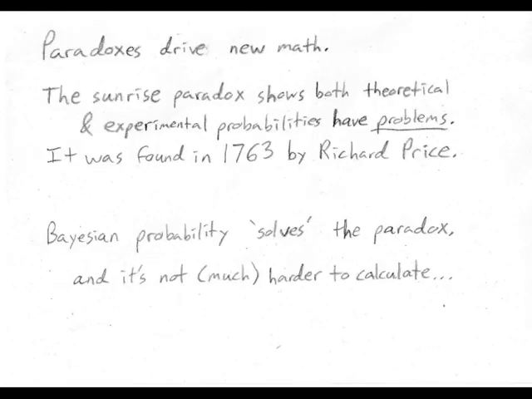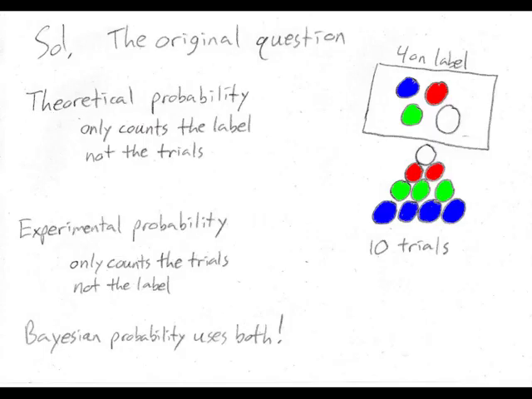The sunrise paradox shows that both theoretical and experimental probabilities have problems with them. It was found in 1763 by Richard Price. Bayesian probability solves this paradox, and it's not much harder to calculate. So, the original question: theoretical probability only counts the label, not the trials. Experimental probability only counts the trials, not the label.